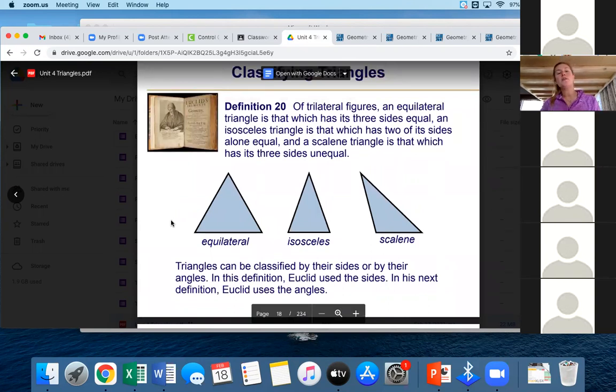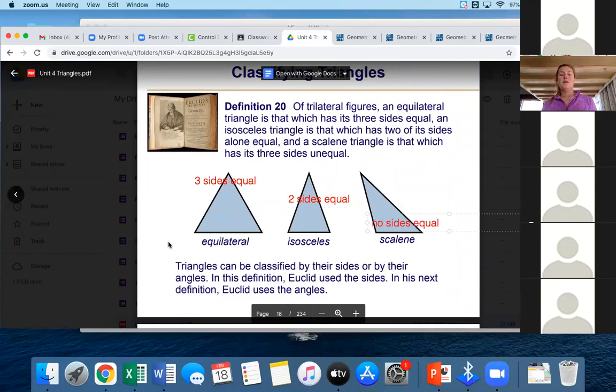So definition 20 that Euclid came up with said, of trilateral figures, an equilateral triangle is that which has 3 sides equal. An isosceles triangle is that which has 2 sides equal. And a scalene triangle is that which has no sides equal. So I'm going to go ahead and write these on here. Notice he's only talking about sides in this. So equilateral, 3 sides equal. Isosceles has 2 sides equal. And scalene has no sides equal.